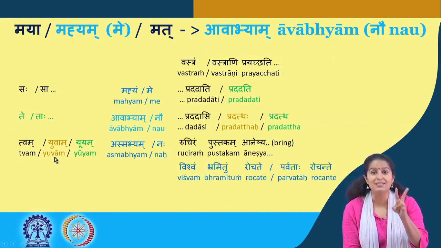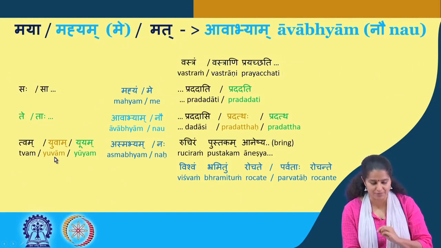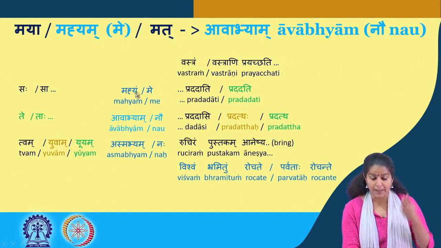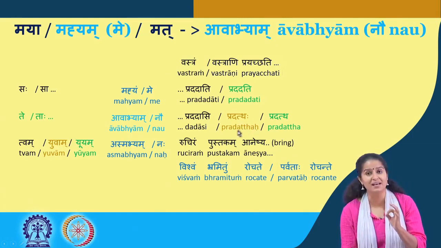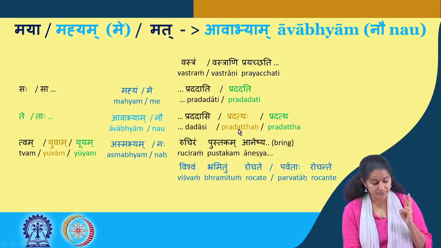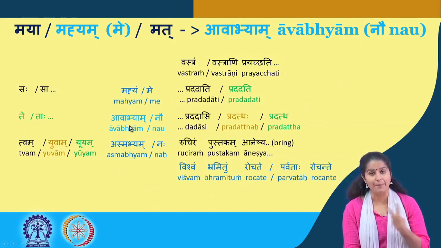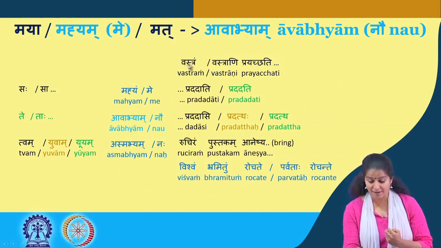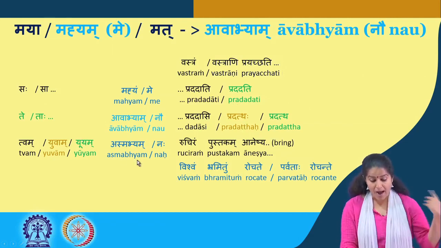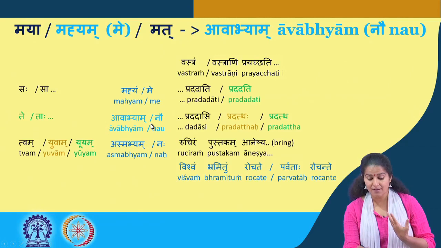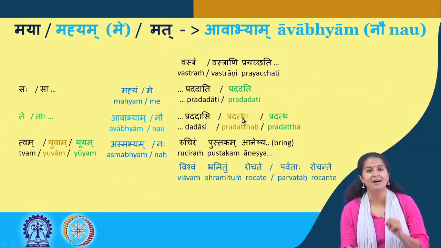Now what happens when the subject is dual? Let's do the practice for that. Yuvam mahyam vastram pradatha. You notice the visarga at the end of the tha. Yuvam avabhyam or now vastram pradatha. Then yuvam asmabhyam, to us, vastram pradatha.